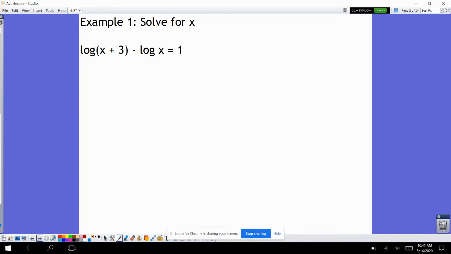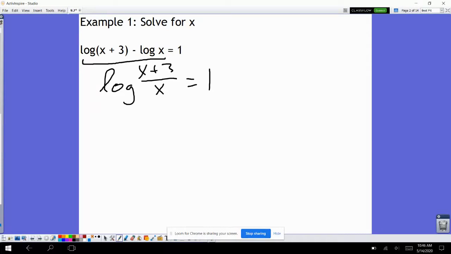Solve for x: log of x plus 3 minus log of x equals 1. In order to solve this equation, we want to write ourselves one exponential equation. On the left-hand side of our equation we have two logarithms, with a difference, and those logarithms have the same base. So the first thing you should think is, I can use my quotient property of logarithms. If we're subtracting, what we're really doing is taking the quotient of the two pieces. So this is equivalent to the log of x plus 3 over x is equal to 1.